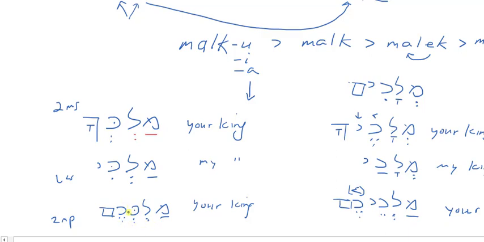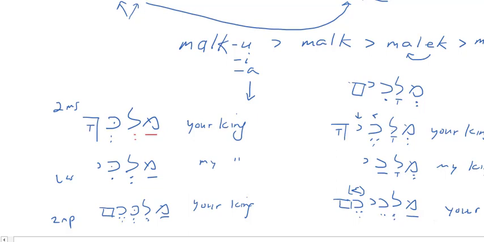This one does not have a yod before the kem. It's singular. Y'all have one king. Over here, the kem has the yod in front of it. This is a plural noun, y'all's plural kings. All right, so that's how that works.